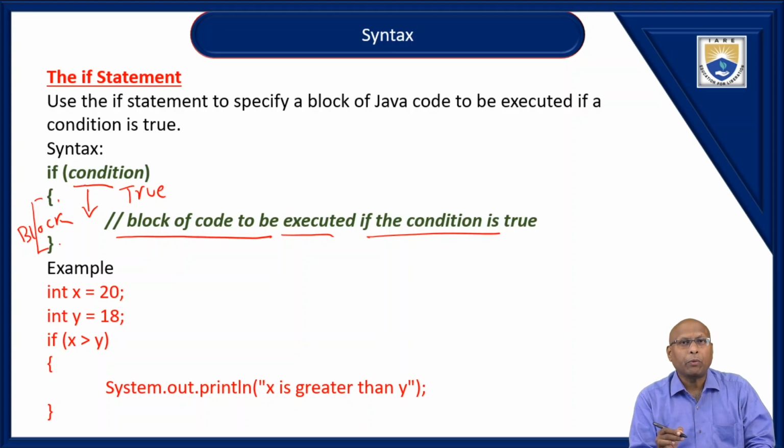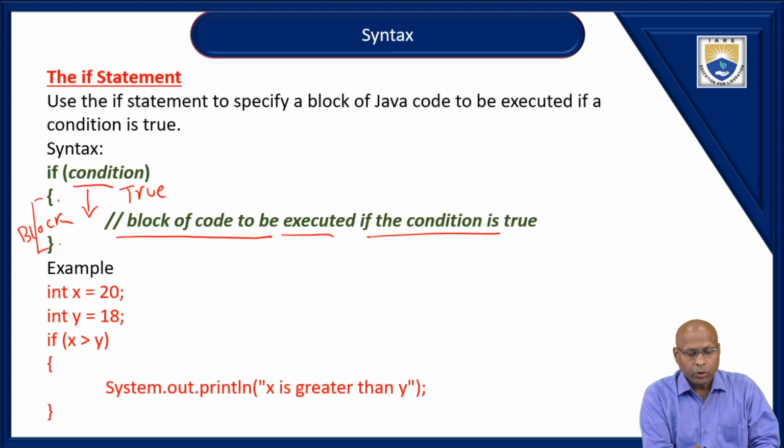So whenever you want to create a block, always put open bracket and close bracket. Use the if statement to specify the block of Java code to be executed if the condition is true. Underline the word true. If the condition is true, then this statement will execute. If the condition is false, this statement will not execute. It will come out of the if.